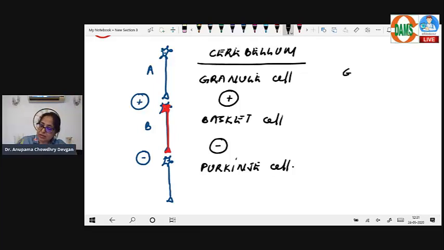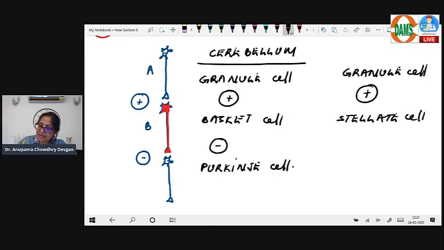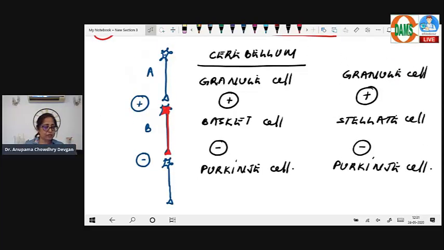Another example which you see in the cerebellum is that the granule cell will excite the stellate cell. We'll be doing this in detail when I do the cerebellum with you. This will excite the stellate cell, but the stellate cell will inhibit the Purkinje cell. This is what is known as feed-forward inhibition. A excites B, but B inhibits C. So this is as far as feed-forward inhibition is concerned.